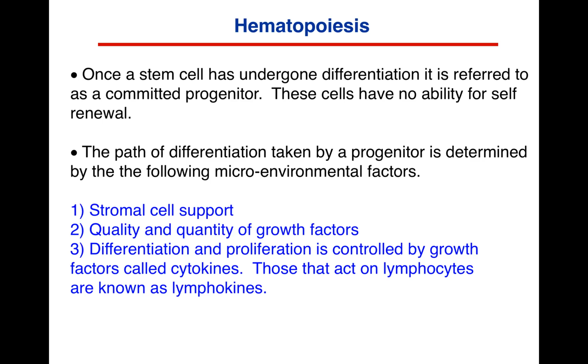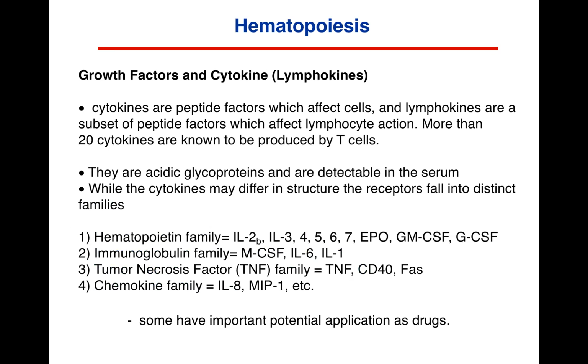So overall, you'll hear these growth factors referred to as cytokines. Now, growth factors or cytokines are peptide factors which affect cells, and lymphokines are a subset of these peptide factors which affect lymphocyte action. More than 20 are known to be produced by T cells. There must be maybe over 30 different types of interleukins. They're produced by different cells, and they are small proteins, small peptides.